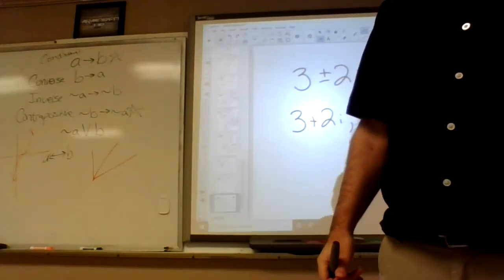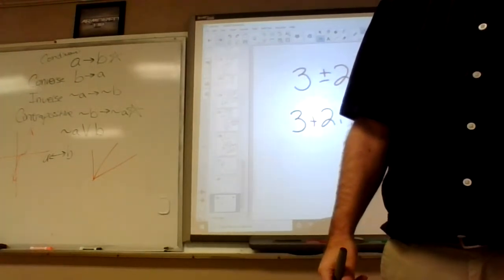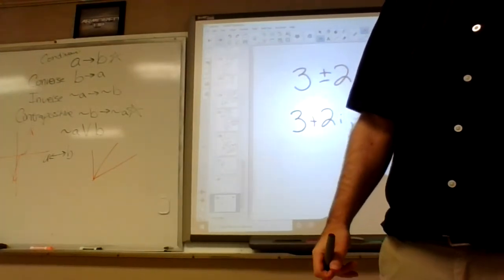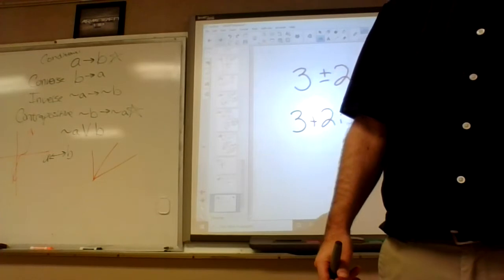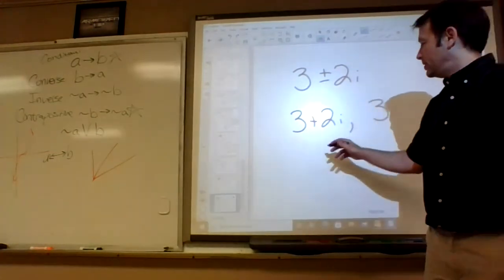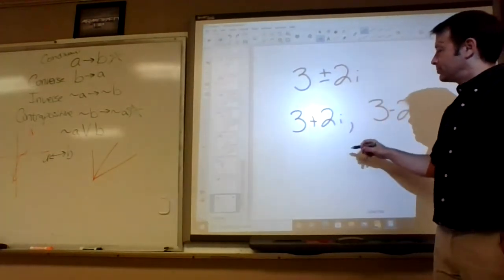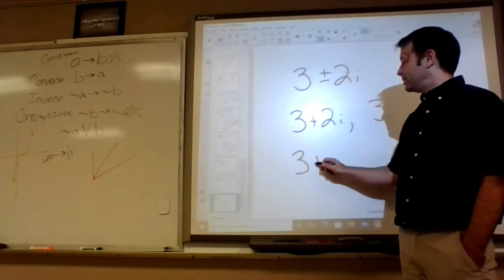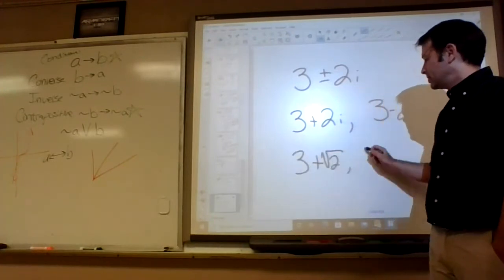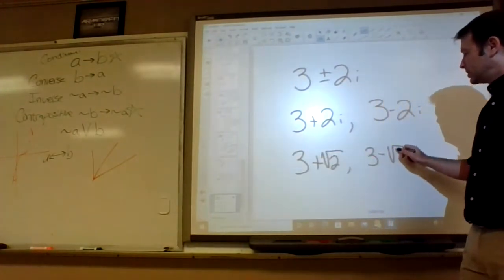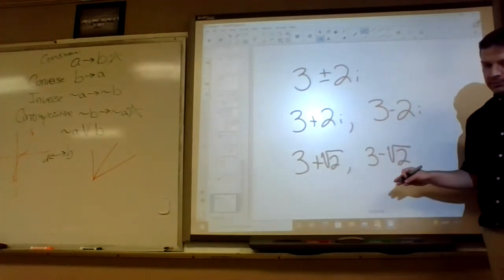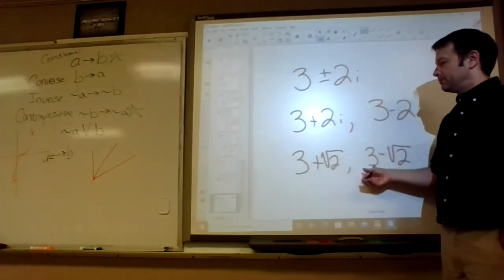And then similarly, the third theorem, which they didn't name, any of the other ones besides the first two, is that if a plus square root of b is an answer, a minus square root of b is an answer. So same thing, if 3 plus square root of 2 is an answer, then 3 minus square root of 2 is an answer. Same thing, like from the quadratic.